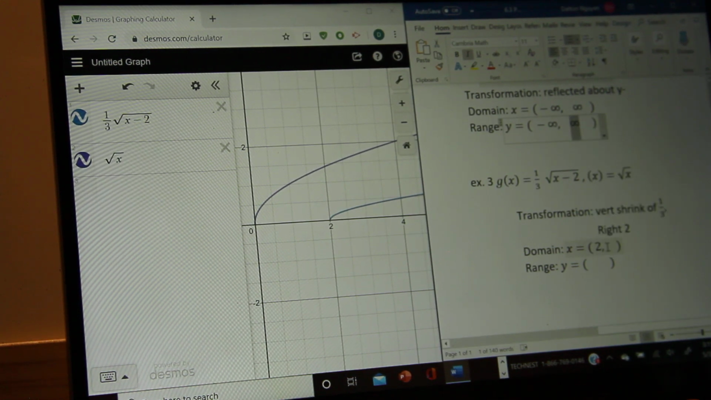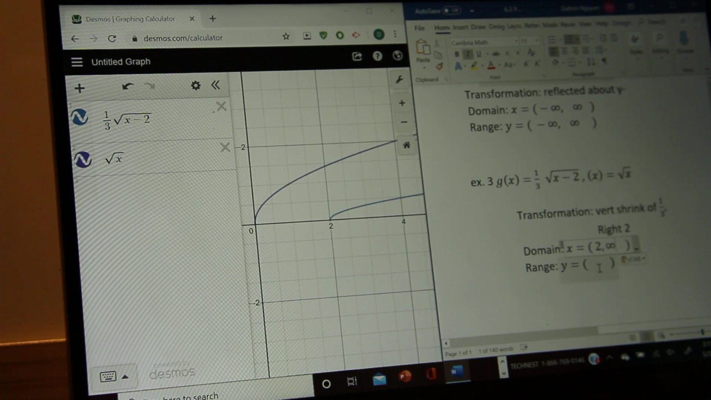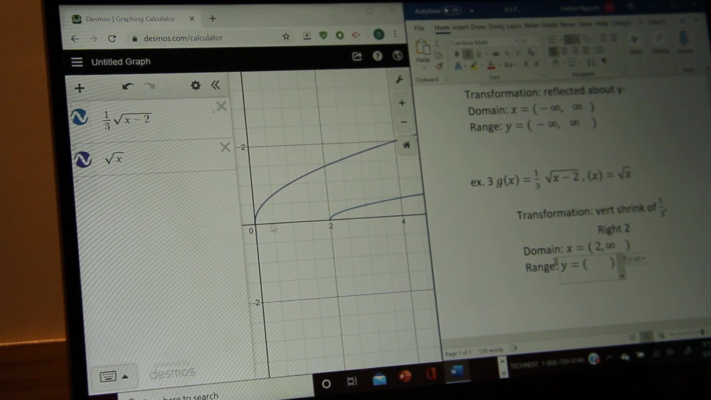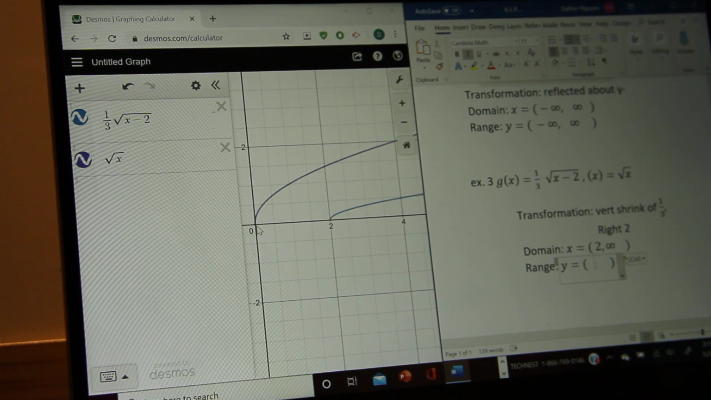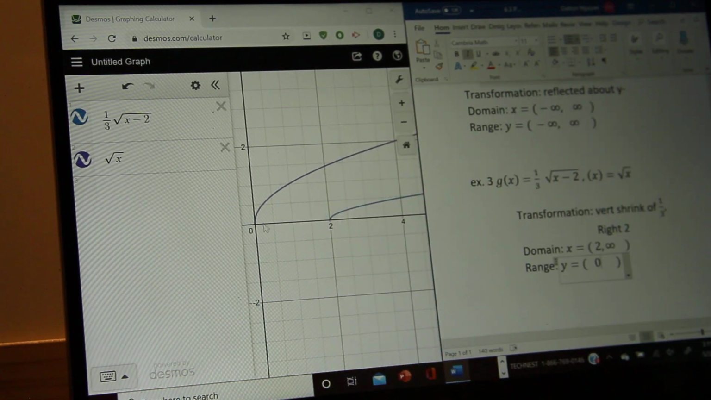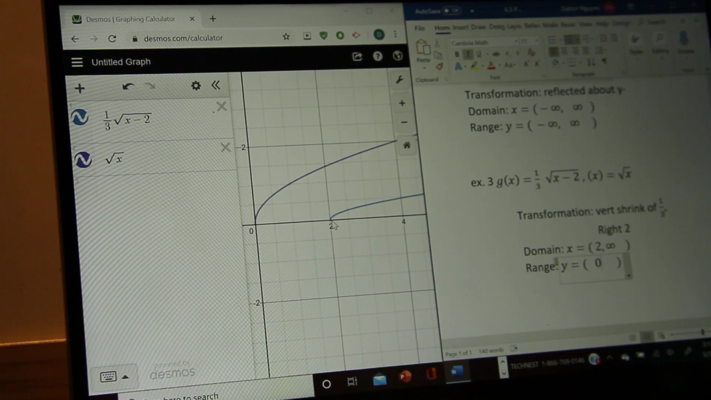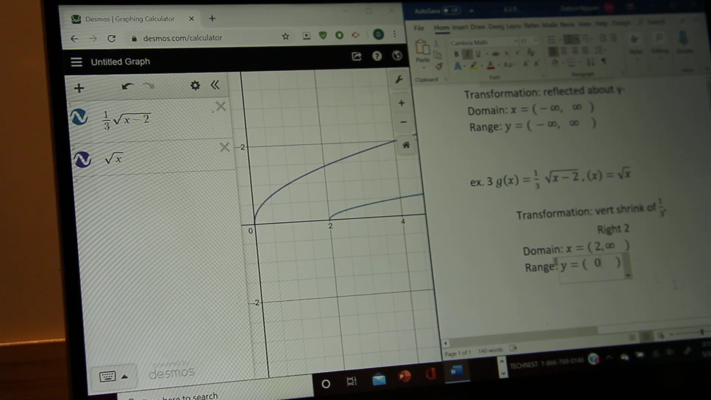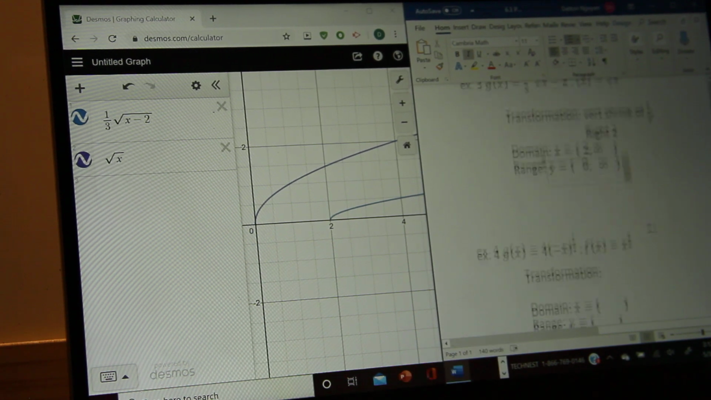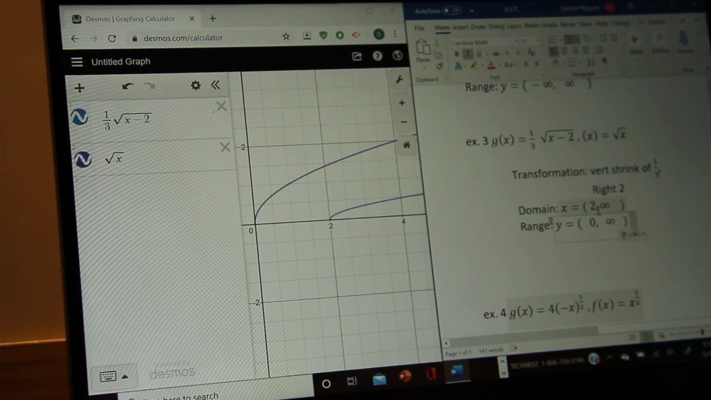Okay, this one starts at 0. See here, this is starting at the 0 mark, at y equal to 0, even though it looks like it's touching the x-axis, and then starting to move up. So 0, comma, infinity. Okay? Hope that helps you out there.